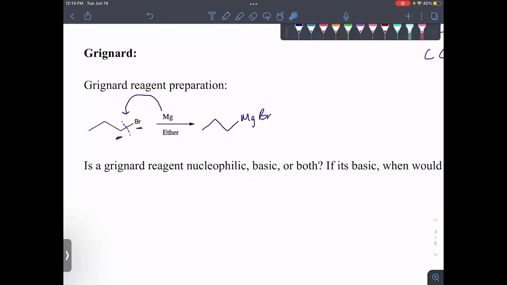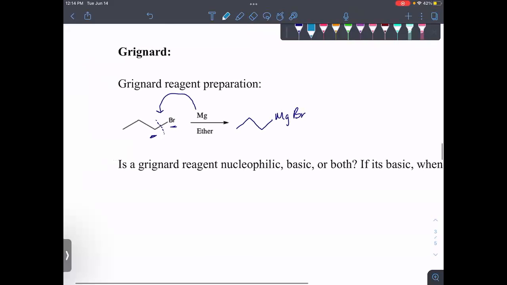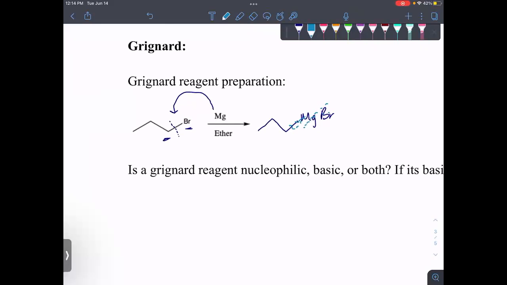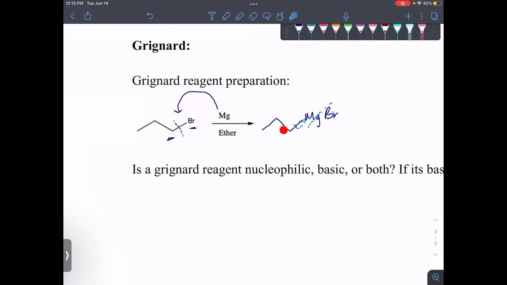So this MgBr, basically what it's representing is a carbanion. So what we can do is cut off the MgBr and that bond, and we're just going to replace that with a negative charge. So this propyl attached to an MgBr actually just represents a propyl with a negative charge on it.